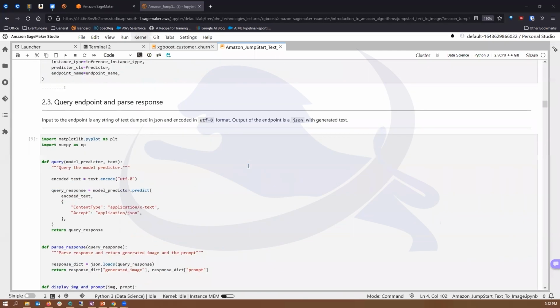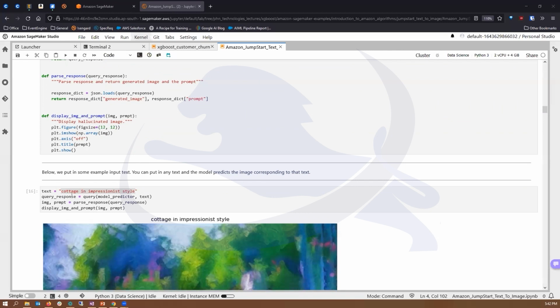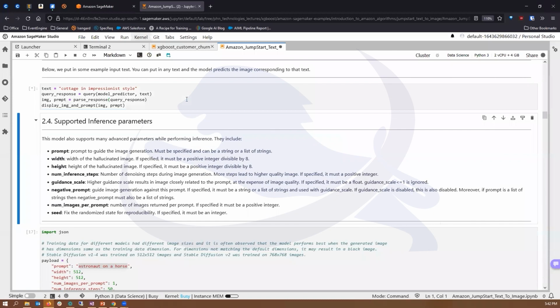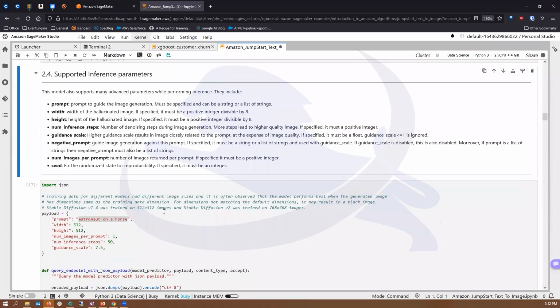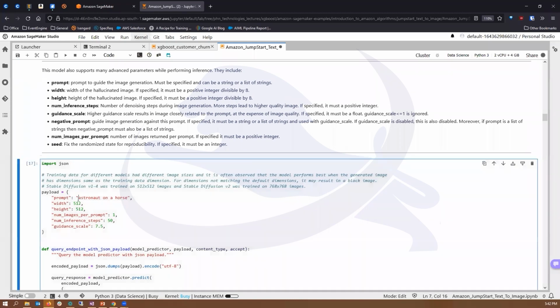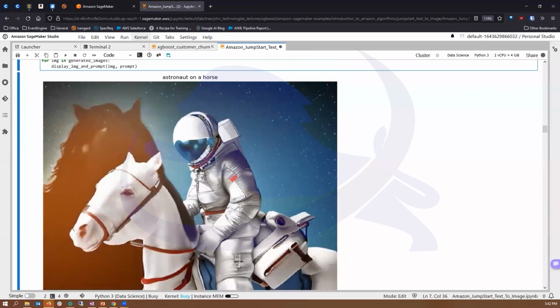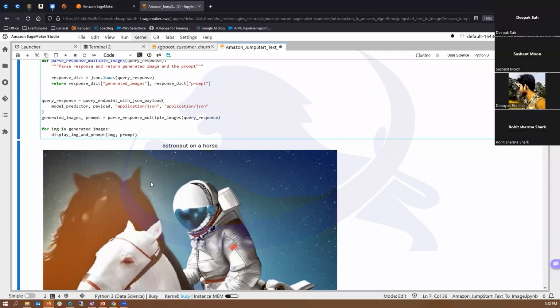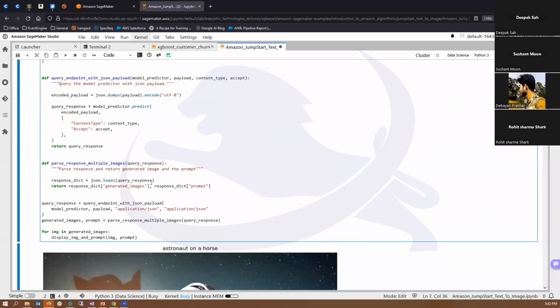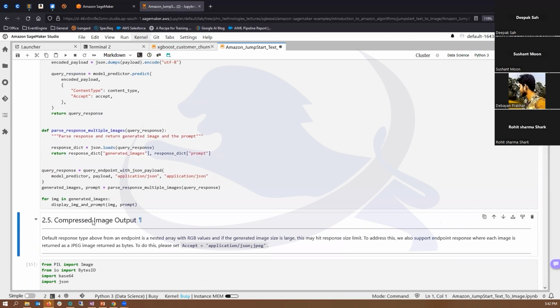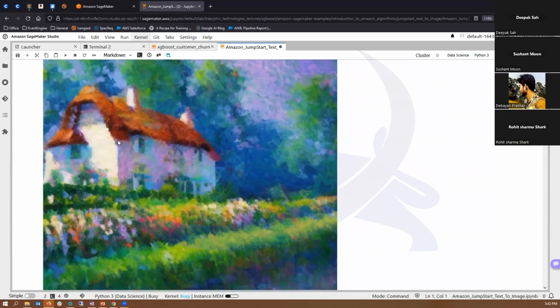In this particular case, the text I input is a cottage in an impressionist style. So this model gave me this particular image. If I rerun this, it will take some time, but till this gets printed, I will talk about another example where I give the input astronaut on a horse, right? With this, I got this image as an output. This was totally generated. I did not feed any image to the inference that we made. I just give it astronaut on a horse and run it, and in some time it will give me the output, right? Let's check out the previous one. Yeah, so this is the new image.